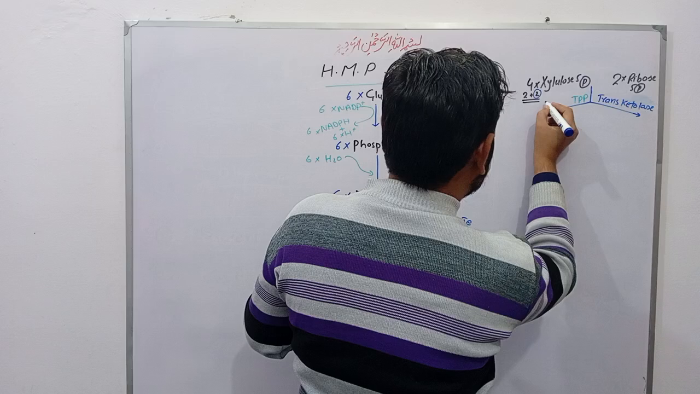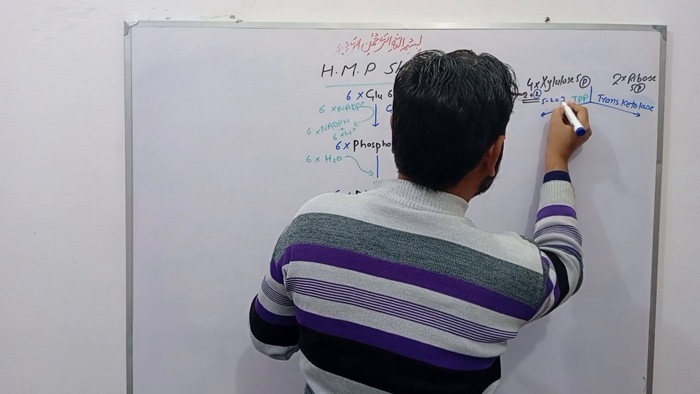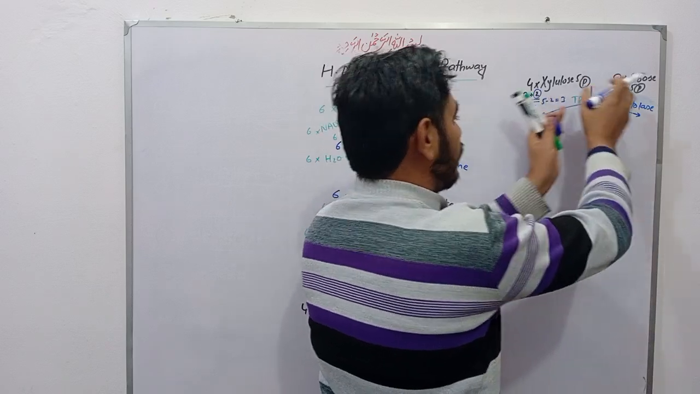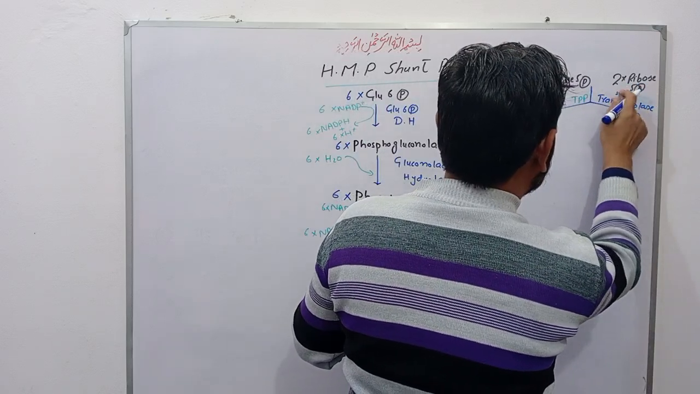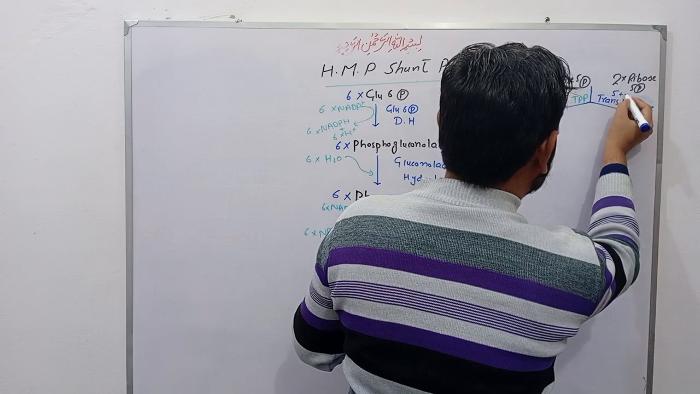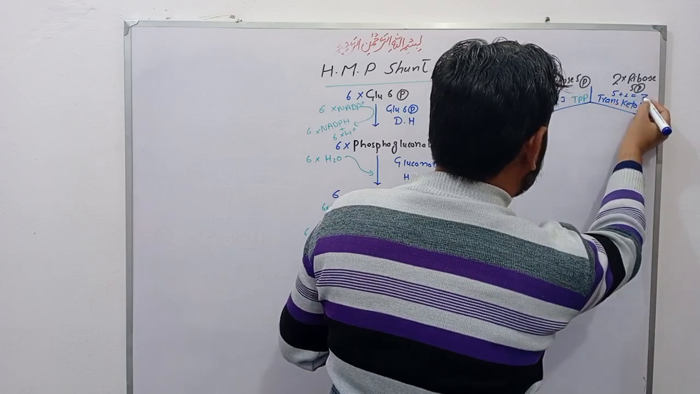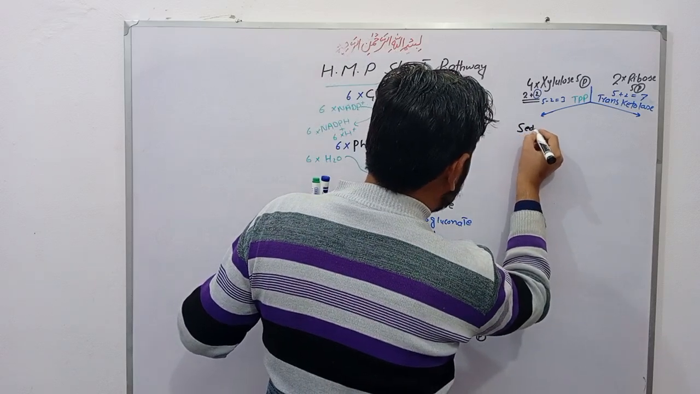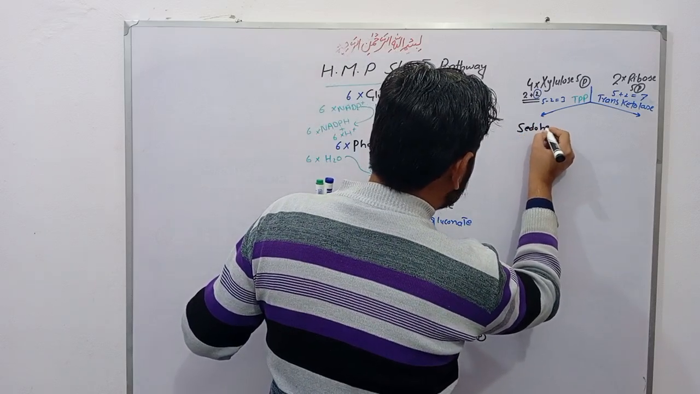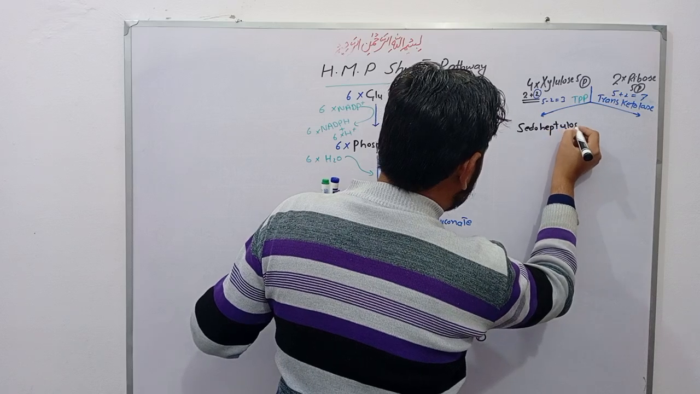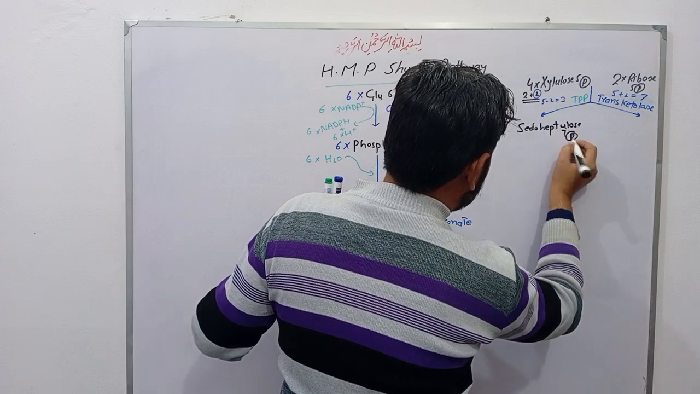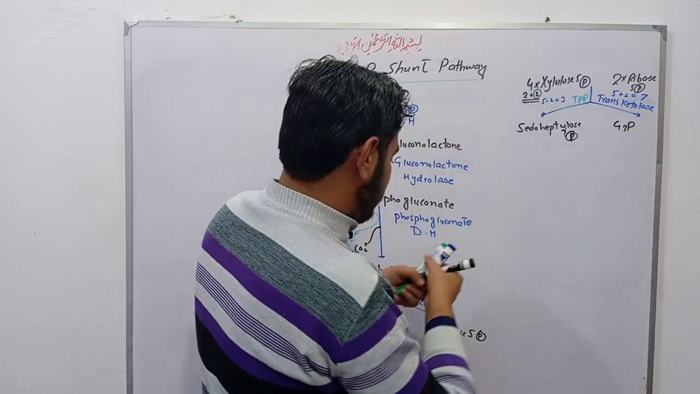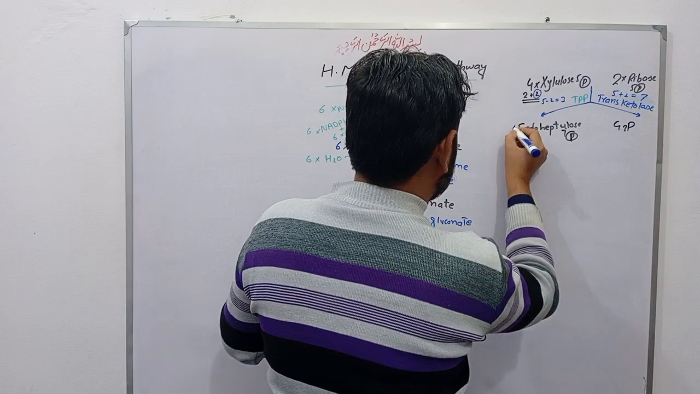This is a 5 carbon atom containing compound, and there is a transfer of 2 carbon. 5 minus 2, that will be 3 carbon. And 5 plus 2, that is equal to 7. There is a formation of pseudoheptulose 7-phosphate and glyceraldehyde 3-phosphate. These are also 2 molecules.